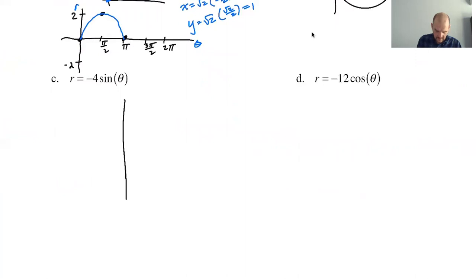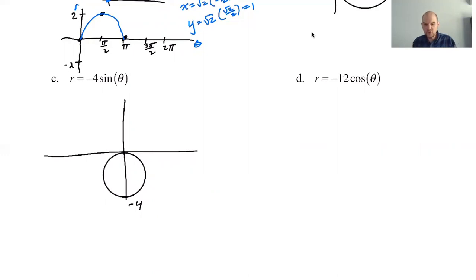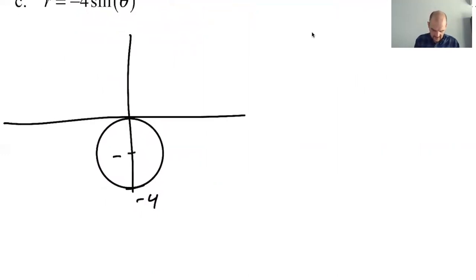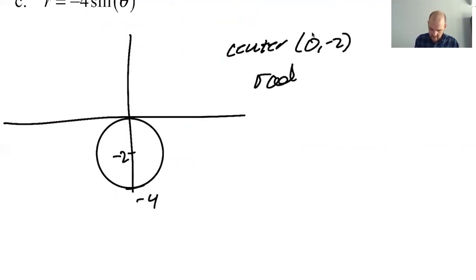Here, so -4, and it's sine, so it'll be on the negative y-axis. And we just kind of go for it. The key thing is, don't get it too good. If it's too good, it won't do it. So here's -2. This is centered at 0, -2, and the radius is going to be 2.